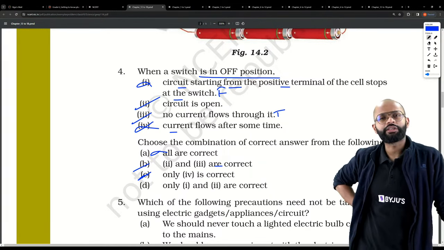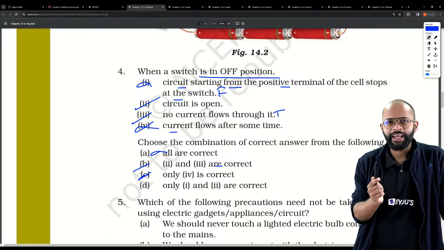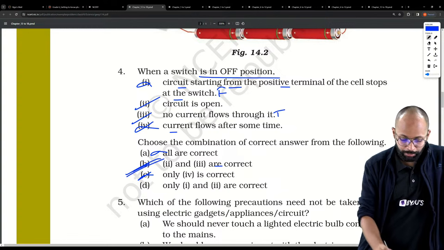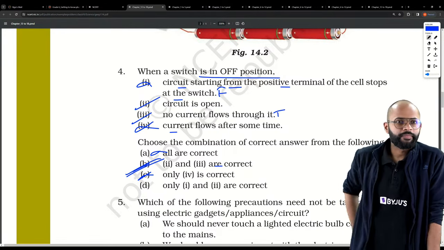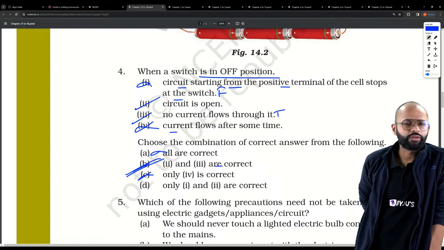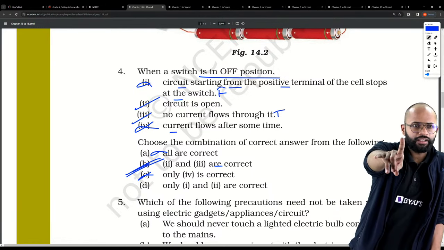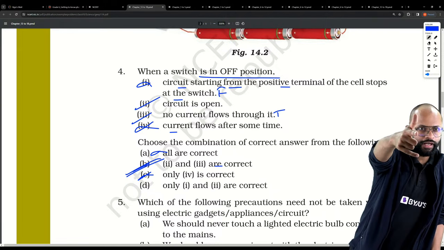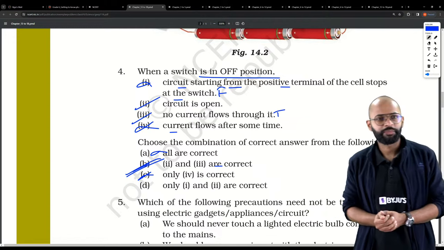यार, if switch is in off position, how will current flow after some time? Switch off है, ये नहीं कि थोड़ी देर बाद on हो जाएगा अपने आप. Correct? So that's why option B is the right answer. Yes or no? जल्दी बताओ, very easy ना? क्या हुआ? बच्चा जल्दी बताओ, क्लियर हो गया ना? Yes, very good. Yes Aradhya, you are right, एकदम बढ़िया. मस्त क्वेश्चन है, मजा आ गया, बहुत बढ़िया.